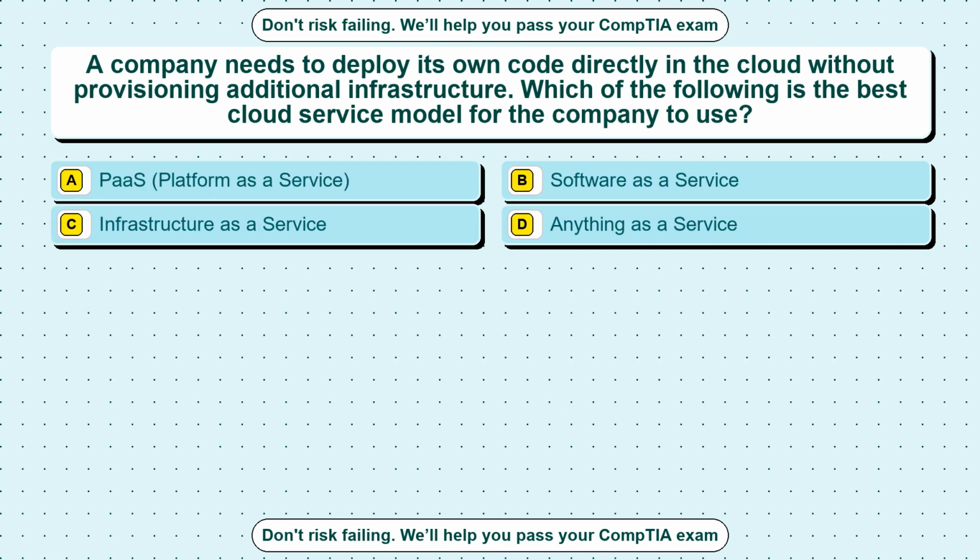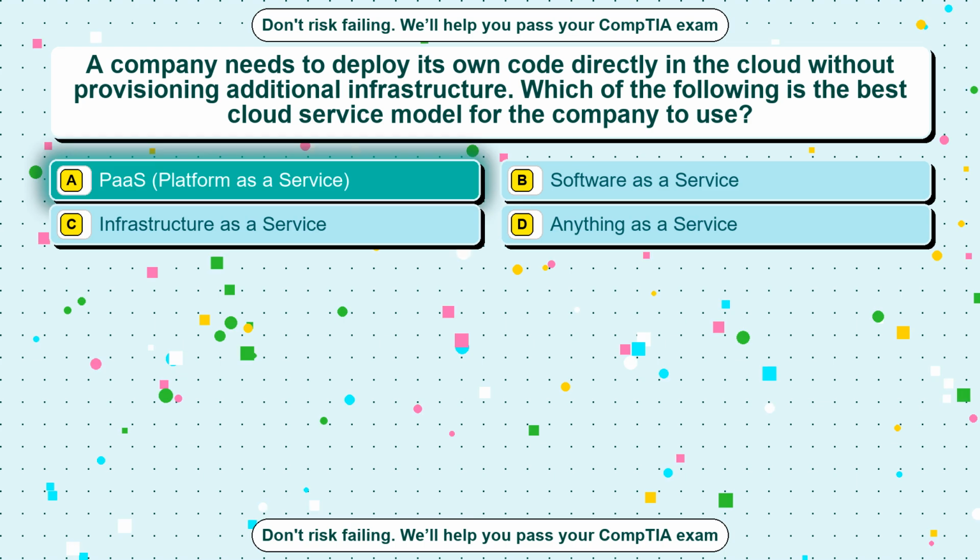Question 5. A company needs to deploy its own code directly in the cloud without provisioning additional infrastructure. Which of the following is the best cloud service model for the company to use? Option A, PaaS, Platform as a Service. Option B, Software as a Service. Option C, Infrastructure as a Service. Option D, Anything as a Service.